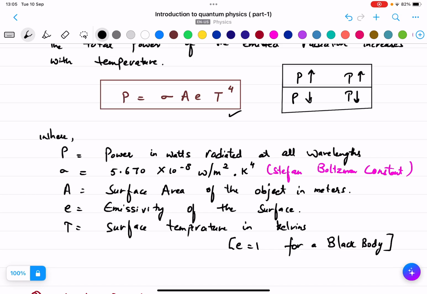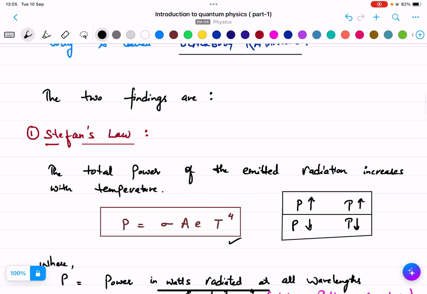Remember, the temperature is always in kelvins, not Celsius. And e equals 1 for a black body. If it is a black body, then e equals 1. If in the exam you get numericals based on it, you will have that formula in your formula sheet and you can directly use it. So the first is Stefan's law.